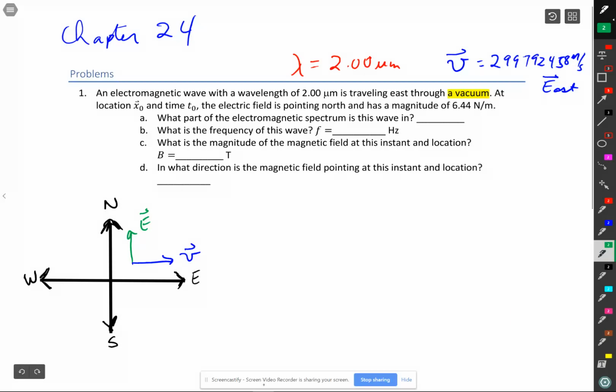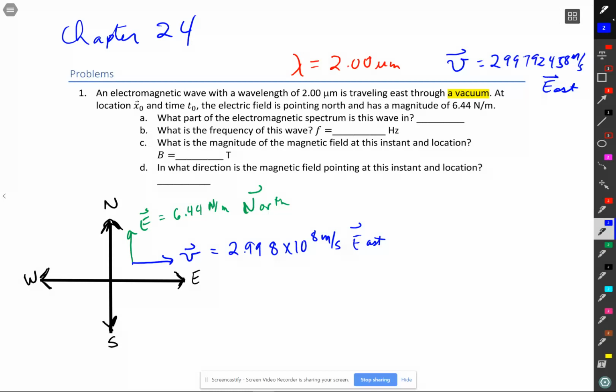It has a magnitude of 6.44 newtons per meter. And I'll put a vector arrow here as well to make it so it's truly a vector. And, you know, I wrote out the full number there. I'll just put 2.998 times 10 to the 8th meters per second to make it easier to write. So that's what's given in the problem.